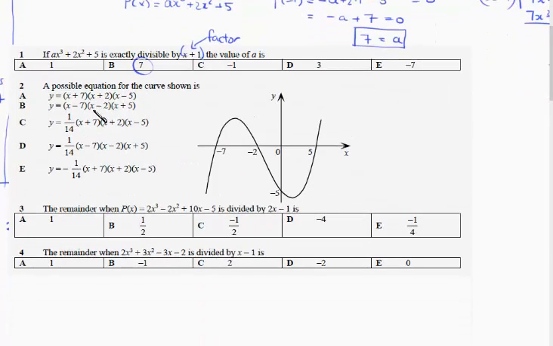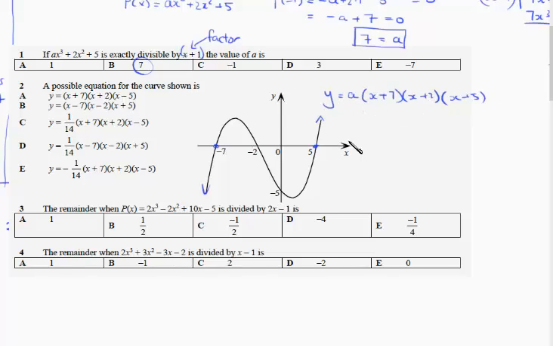All right, let's go through this one. So possible equation for this graph is, so what is the equation of this graph? So definitely this is cubic. So it has to go through x, that goes through -7, so it must be x plus 7. This is -2, so that must be x plus 2. And this is 5 here, so it must be x plus 5.